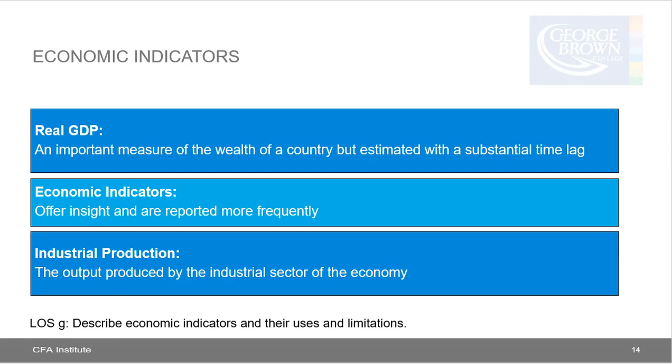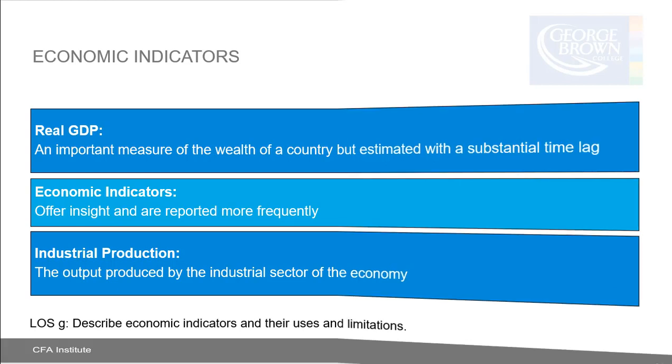Industrial production is available monthly and reports the output produced by the industrial sector of the economy, namely the output produced by the manufacturing, mining, and utility companies. It excludes the agricultural and service sectors, which can be significant contributors to economic activity. So that's important to understand: the economic indicator for industrial production does not include agricultural and service sectors.